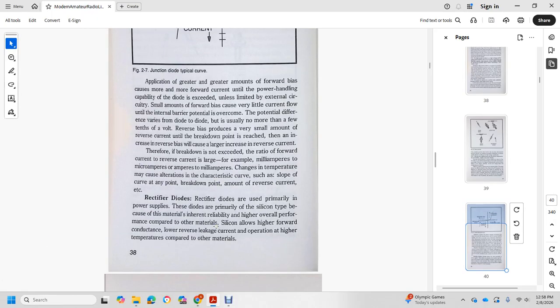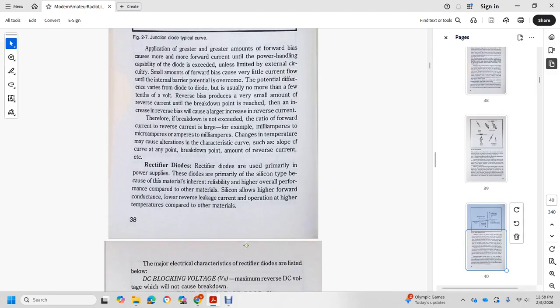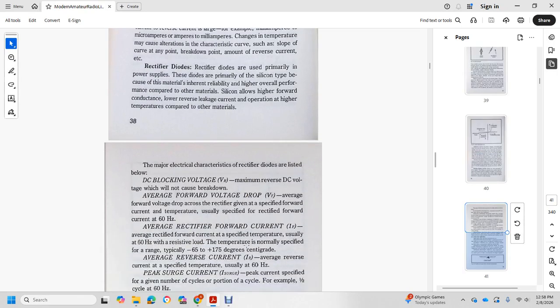Rectifier diodes. Rectifier diodes are used primarily with the power source. The diodes are primarily silicon type because of the material's inherently reliable, high overall performance compared to other materials. Silicon allows higher forward conductance, lower reverse leakage current, and operation at a higher temperature compared to the other materials. The major electronic characteristics of rectifier diodes are listed below.